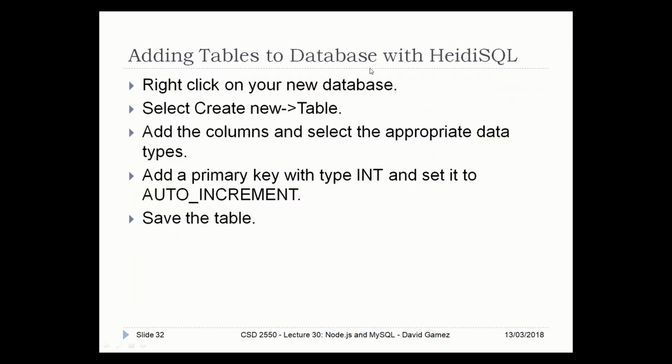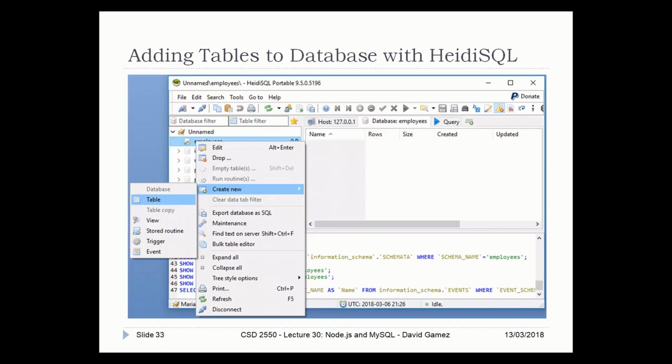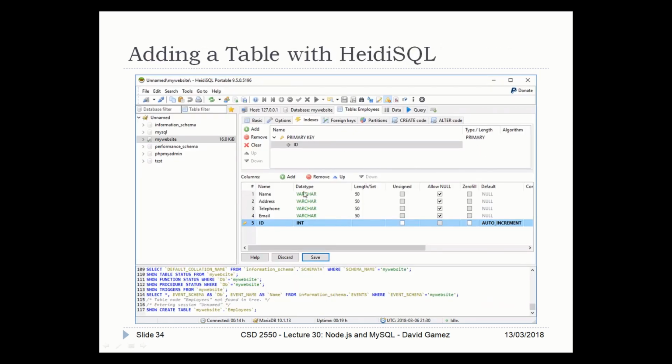And then to create tables, we just right-click on the database, select Create New Table, add columns, and select appropriate data types. And then we can add a primary key to it as well and set that to auto-increment. And then we save the table. So we've created our database. That's our new database here. Right-click on it, create new table, and then we can edit the table. Here we can add all the different fields we want in our table, and configure things like the primary key and auto increment.